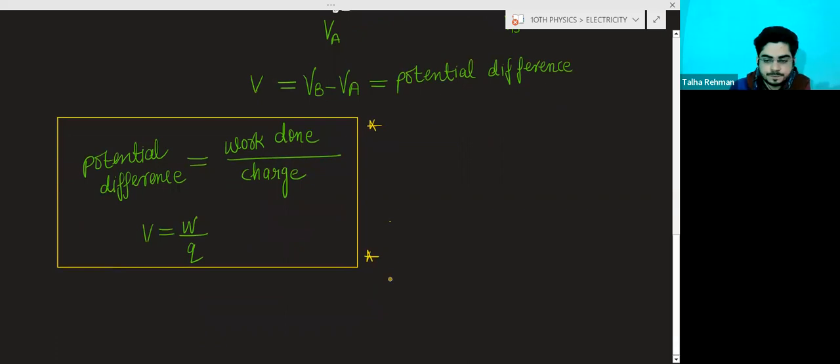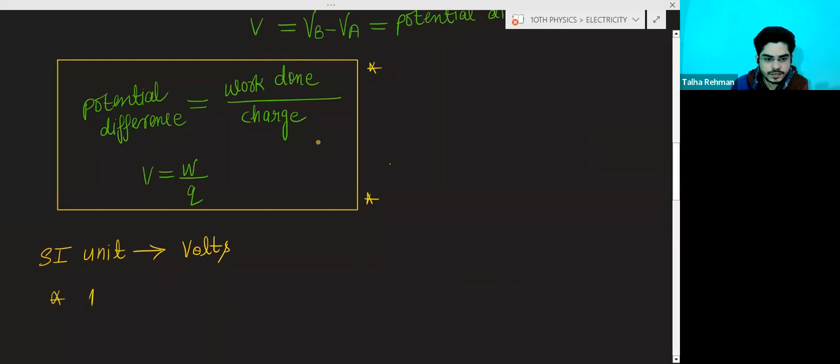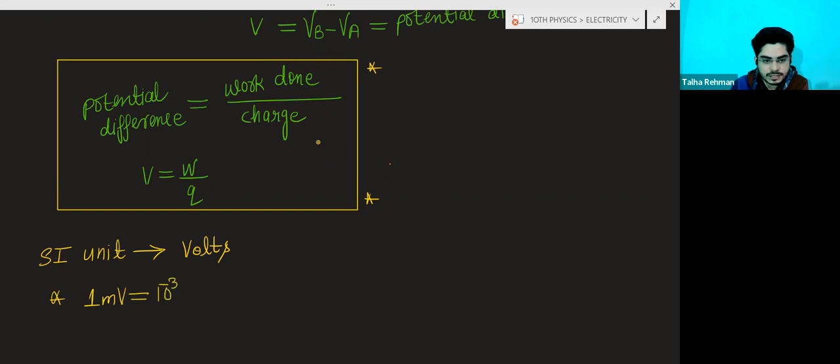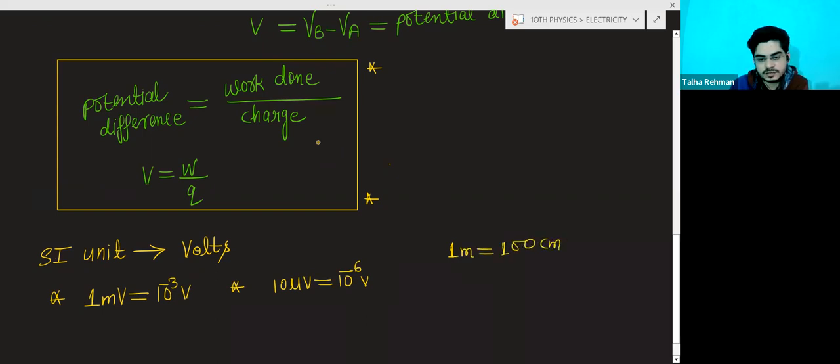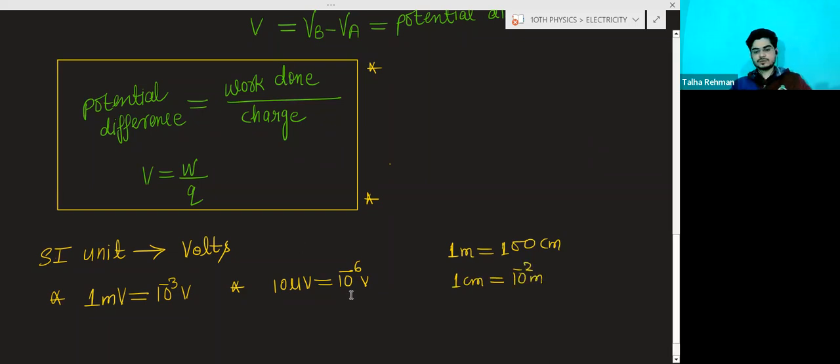The SI unit of voltage or the potential difference is volts. One more thing you have to remember, if it is written as 1 small m and volt, this is known as 1 millivolt. In 1 millivolt there are 10 to the power minus 3 volts. If it is written that 10 microvolt, so it is 10 to the power minus 6 volt. Like we say, in 1 meter there is 100 centimeter, so if it is written that 1 centimeter, you write 10 to the power minus 2 meter. So in 1 volt there are 10 to the power 6 microvolt. Okay, write down.